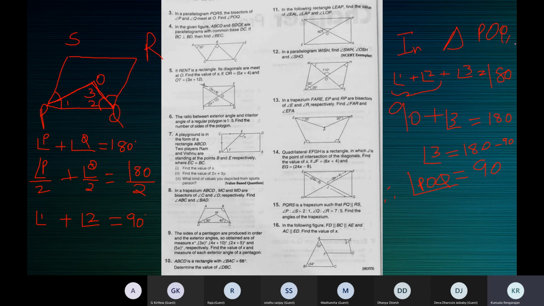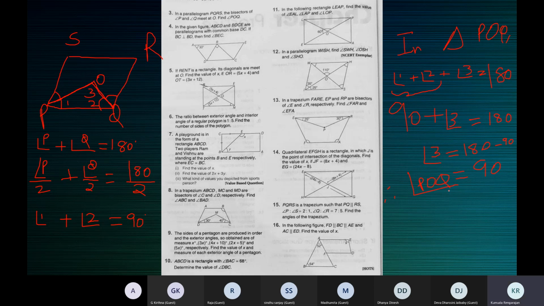Now take up the triangle POQ. We know that in this triangle POQ, the sum of the three angles is equal to 180 degrees. Angle 1 plus angle 2 plus angle 3 is 180. But we know that angle 1 plus 2 is 90. So 90 plus angle 3 is equal to 180. Angle 3 is equal to 180 minus 90. So angle 3 is equal to 90 degrees, which means the measure of angle POQ is 90 degrees.